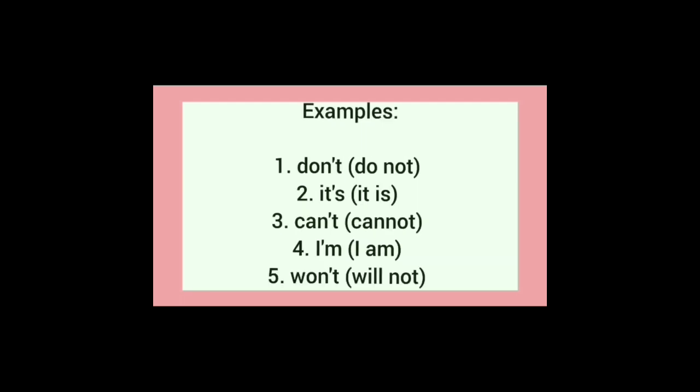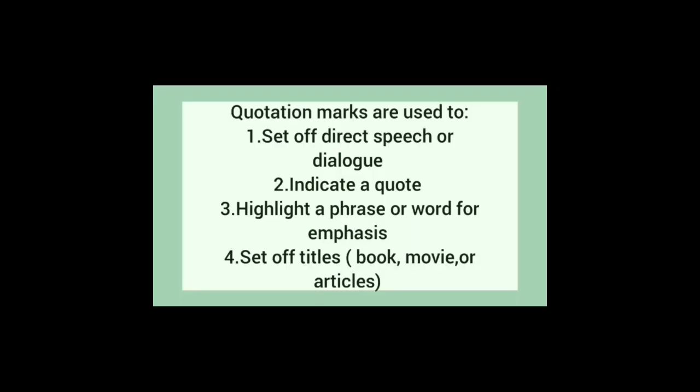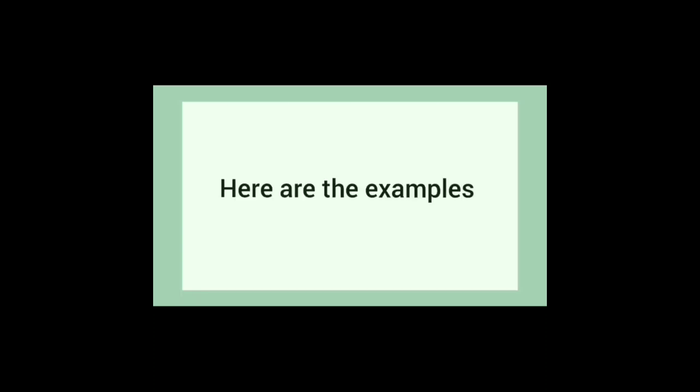Here are the examples of apostrophe in contraction. Quotation marks. Quotation marks are used to set off direct speech or dialogue, indicate a quote, highlight a phrase or a word for emphasis, set off titles of books, movie, or articles. Here are the examples.